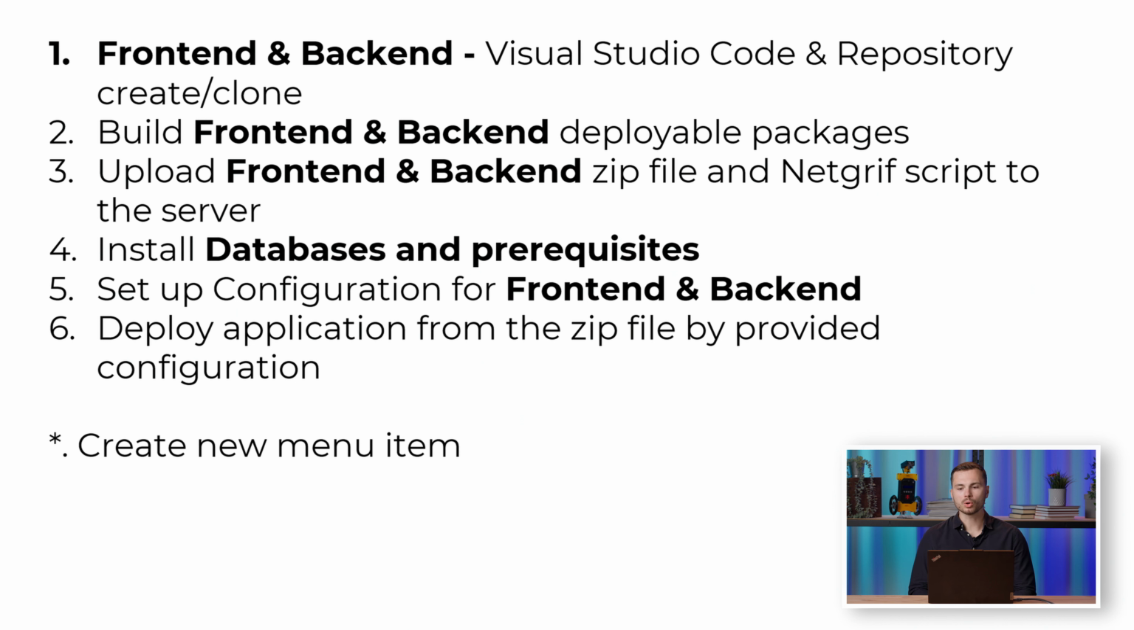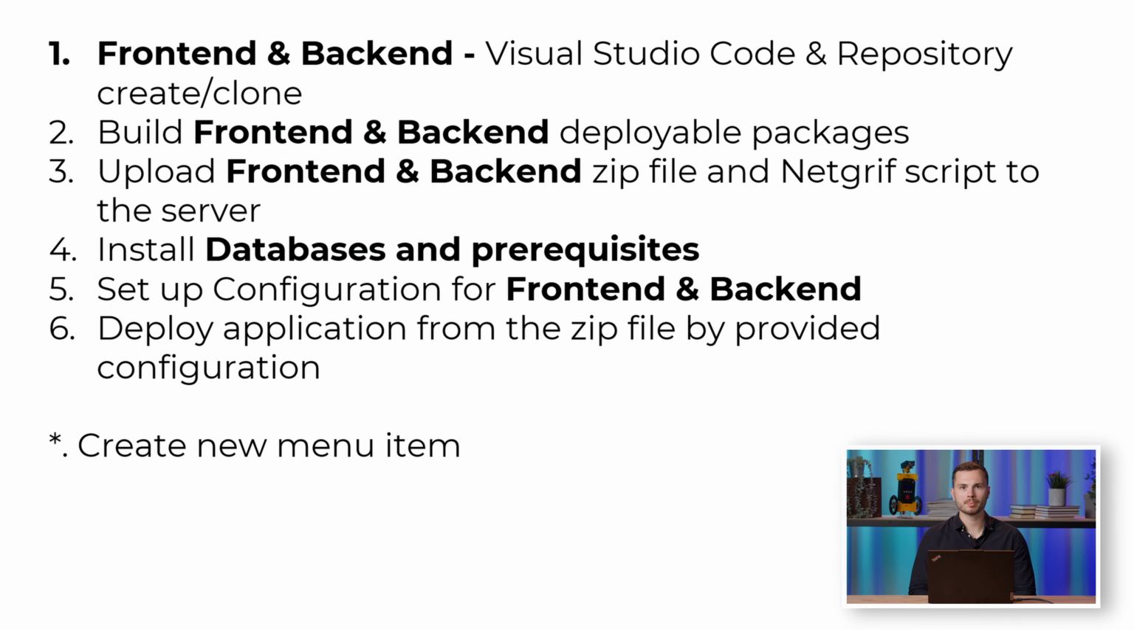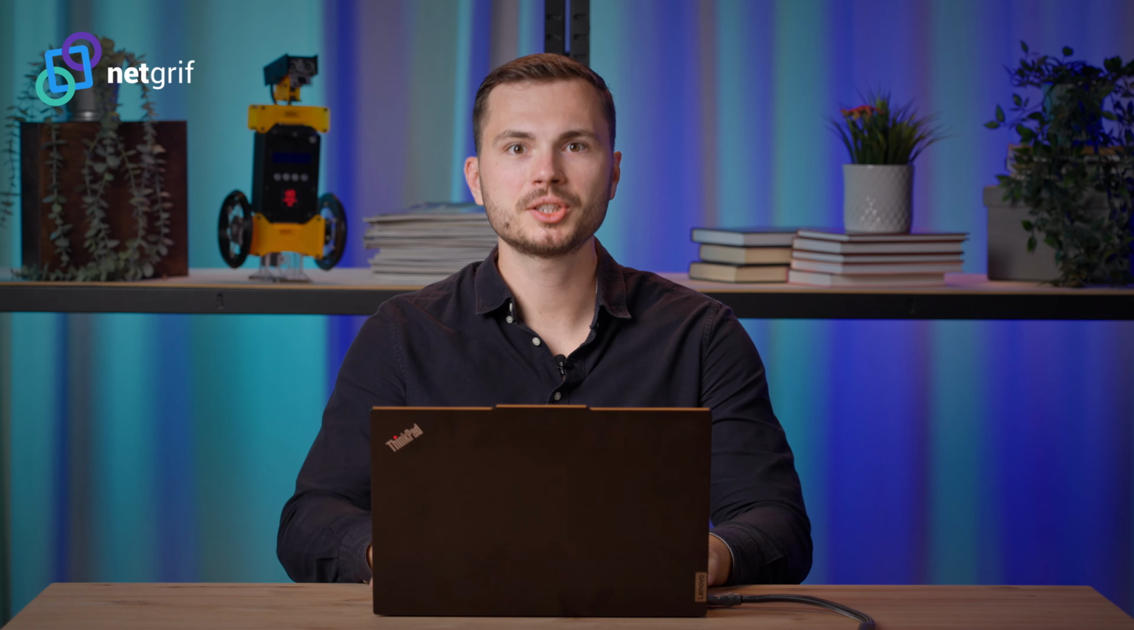a server. Also with a Netgrif script that will allow me to set up and install all the prerequisites and databases, and then also make the configuration to run frontend and backend on the server. Afterwards, I will take the zip file and the configuration of frontend and backend, and I will deploy and run them, and the application will be up and running on the server. As an extra step, I will make a new menu item for the application request that I did in the first video. Okay, let's jump in.